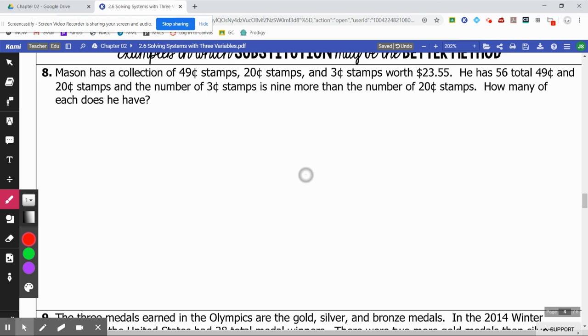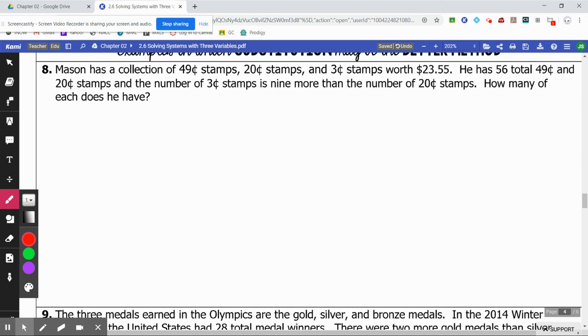Number 8, Mason has a collection of 49-cent stamps, 20-cent stamps, and 3-cent stamps. So that'll be your X, your Y, and your Z. They're worth $23.55. So each of your 49-cent stamps is obviously worth 49 cents. Each of your 20-cent stamps is worth 20, so that'd be 20 times Y, and then 3 times Z. The total value, and again, if you don't want to use decimals, make sure you use 2355. It says he has 56 total 49 and 20-cent stamps, and the number of 3-cent stamps is 9 more than the number of 20-cent stamps.